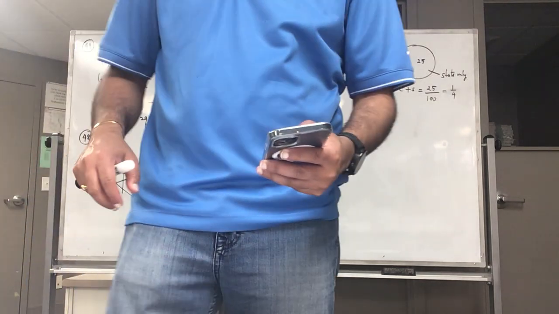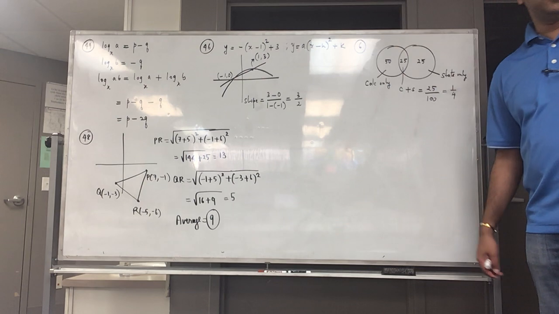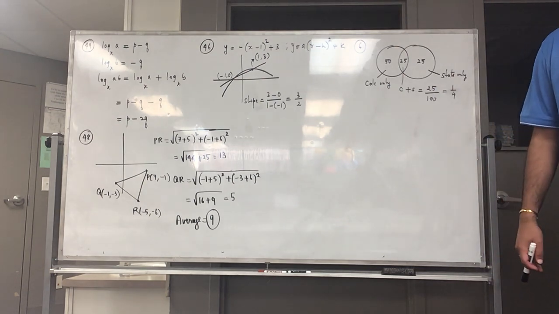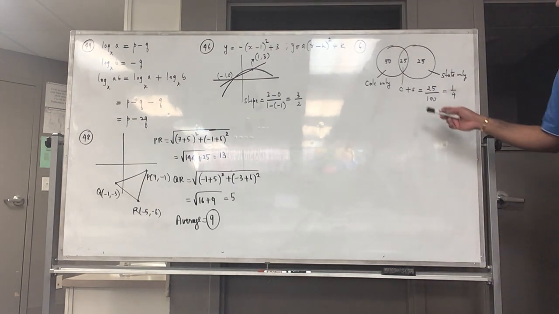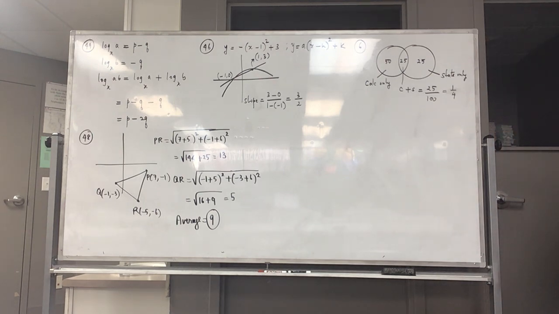Time's up. All right. Let's go to question number 6. There are 75 students taking calc, 50 students taking stats. So that means 75 plus 50 would be 125 students. But there are only 100 students. There has to be 25 who are overlapping.